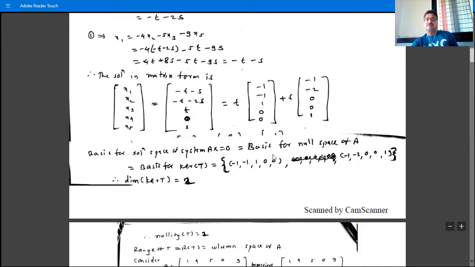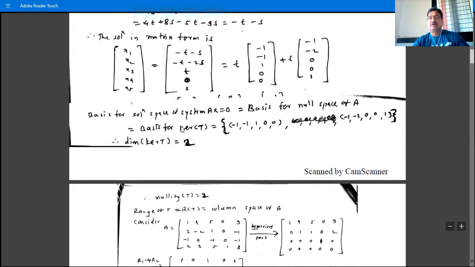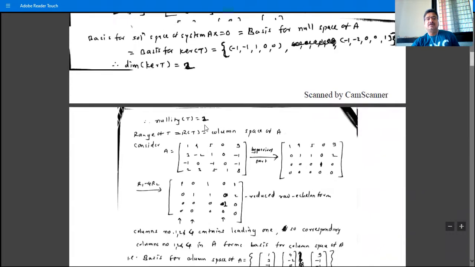Actually this is the basis for the solution space of the system, and it is a basis for the kernel of T. And therefore the dimension of the kernel of T, this set contains 2 vectors, and therefore the dimension of the kernel of T is 2, and therefore the nullity of T is 2, because the dimension of the kernel of T is equal to the nullity of T.